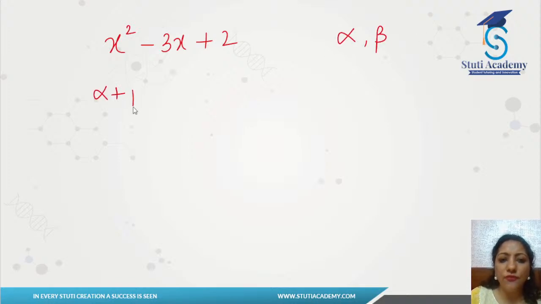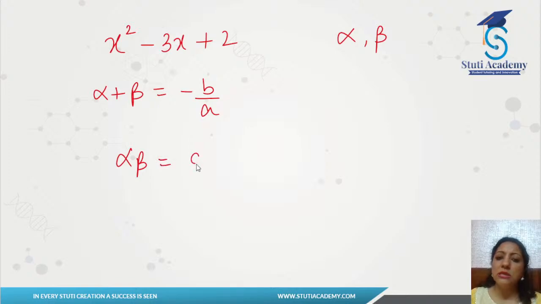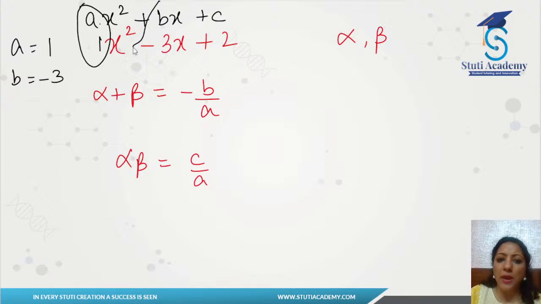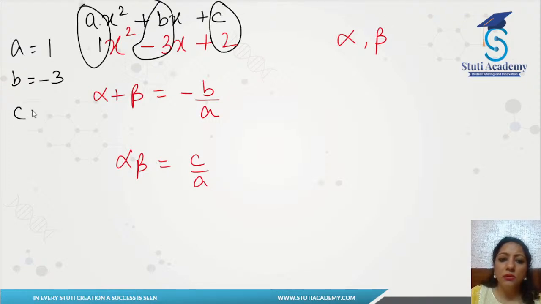If you just want the sum of the zeros, you don't want the zeros themselves, you know it's minus b upon a, and you also know that the product of the zeros is c upon a. So we first compare the polynomial with the standard form, that is ax square plus bx plus c. From here we can see that a is 1, nothing is written there, that's 1, b is minus 3, and c is 2.